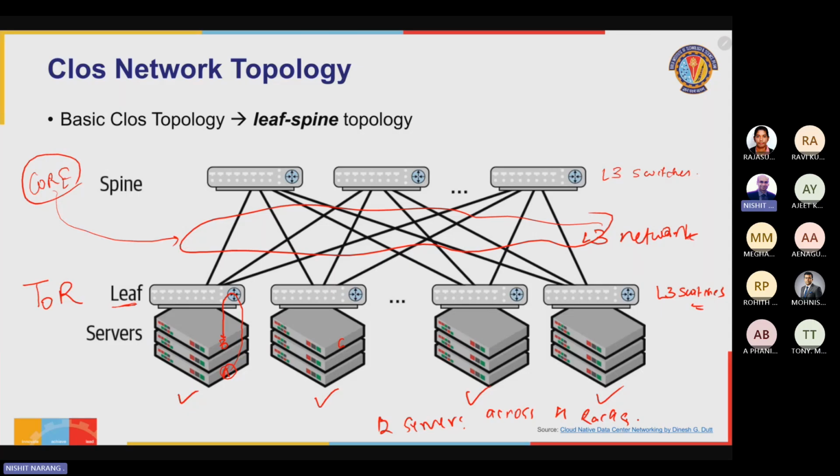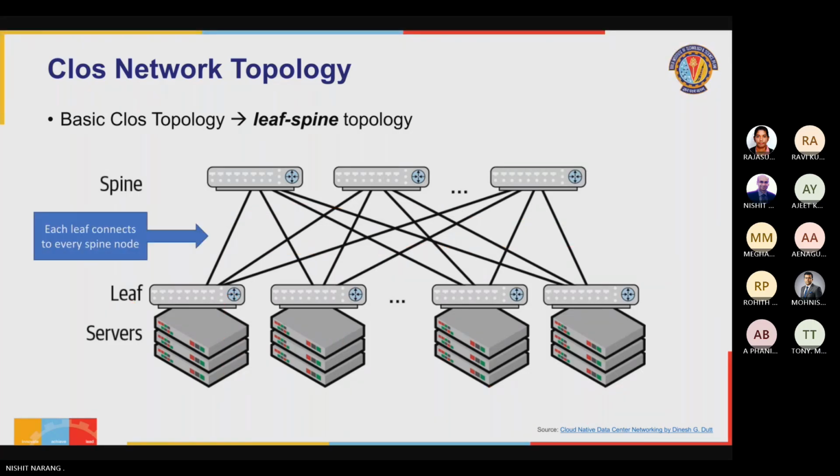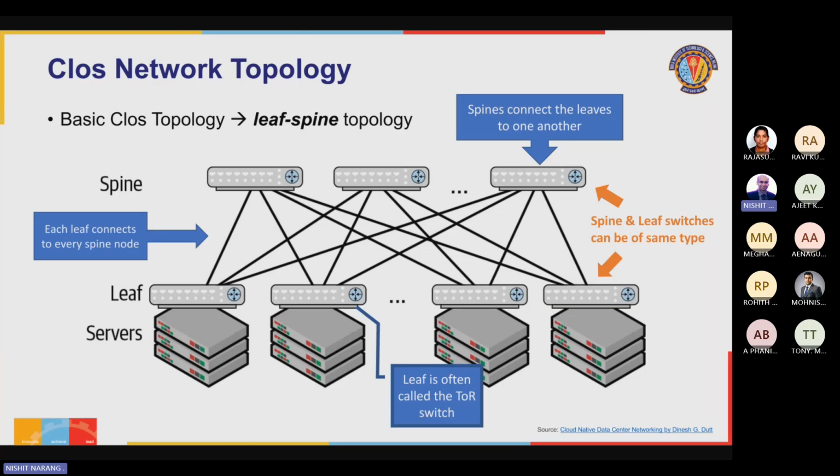Okay. Now, what is the benefit of doing that? So I've just said what it is, but what is the benefit? We said each leaf connects to every spine node. And the consequence of this is that a spine connects the leaves to one another. Because every leaf is connected to every spine, if you take one spine, it connects all leaves to one another. Okay? And this I've already said: leaf is the top of the rack switch. Leaf and spine switches are of the same type, so they are interchangeable. They can be replaced with each other.